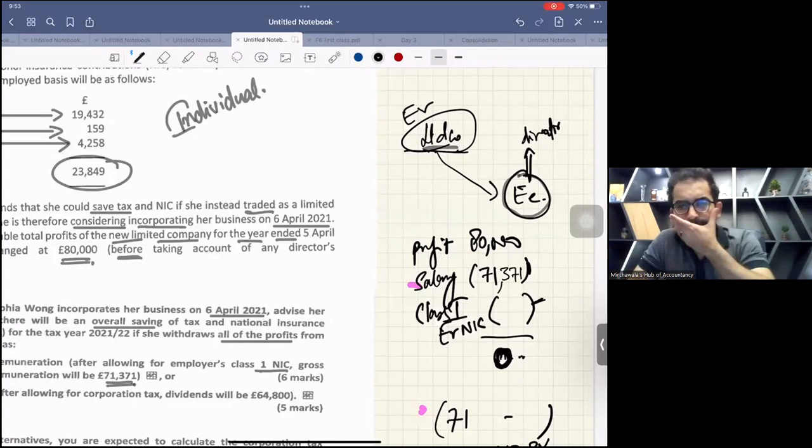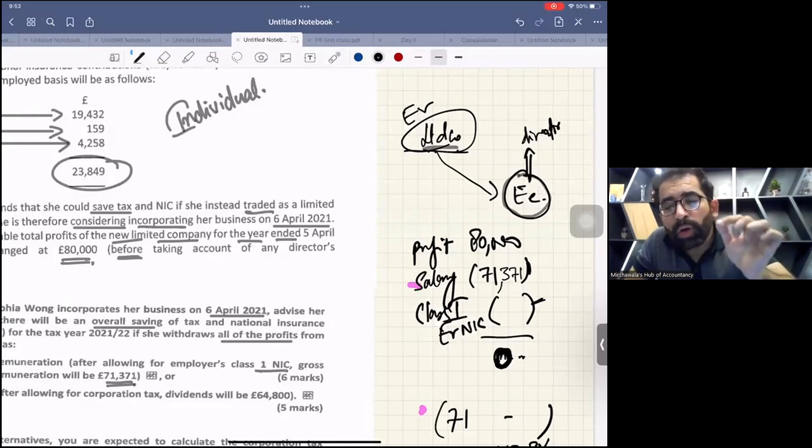Now wait. Look at here. Whenever the company is the employer and you are the employee, the company has to pay class one employer NIC on your salary. Now, all of you, please calculate class one employer NIC on this salary.